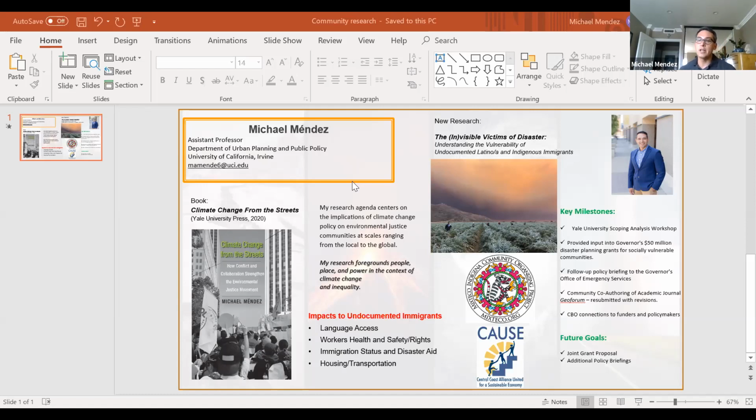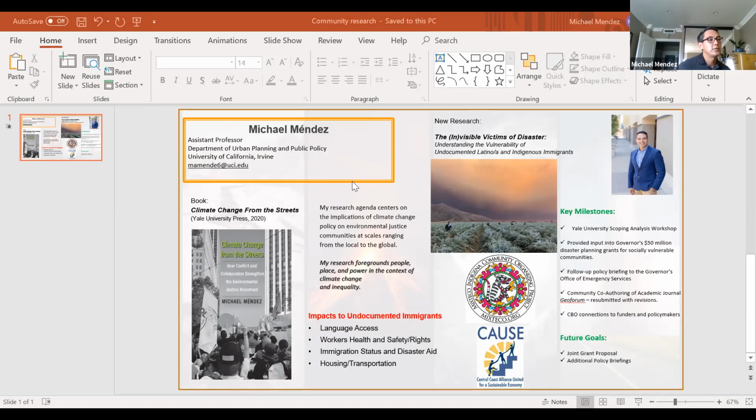The third is the issue of immigration status and disaster aid. Because of their undocumented status, they were ineligible for federal disaster assistance, and even at that time, state and local disaster assistance. And then finally, impacts on housing and transportation. When the fire occurred, and then the subsequent mudslides from the fire debris flows, it really severed the infrastructure system, as well as really limiting the amount of housing available to undocumented immigrants in that area, because the housing supply is quite tight.